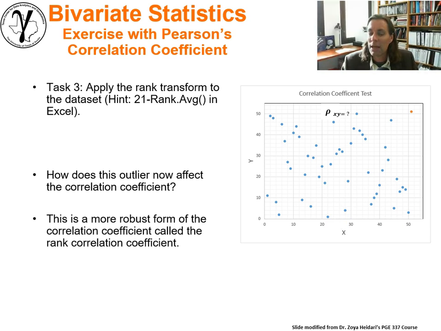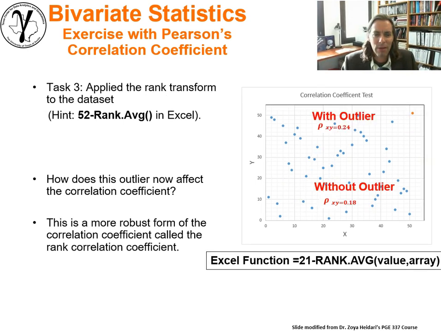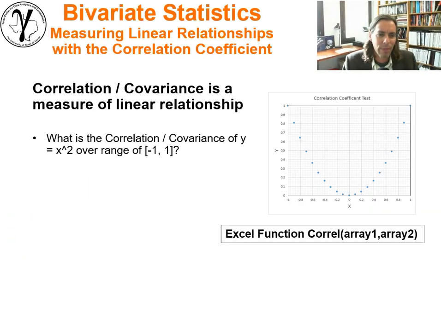And if we have some nonlinear behaviors, it will potentially help linearize the problem for us a bit. Okay, so if you now calculate the correlation coefficient without the outlier, it's still very close to what we had before for the regular Pearson product moment correlation coefficient, 0.18. But with the outlier, it only increases to about 0.24. It's less sensitive to the outlier.